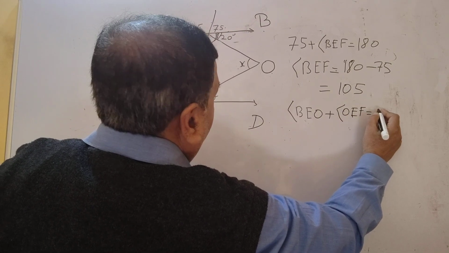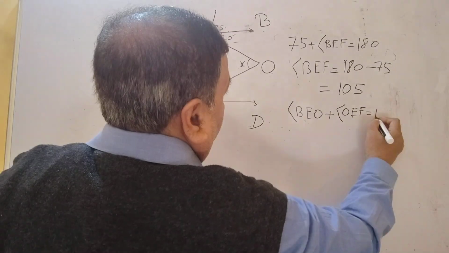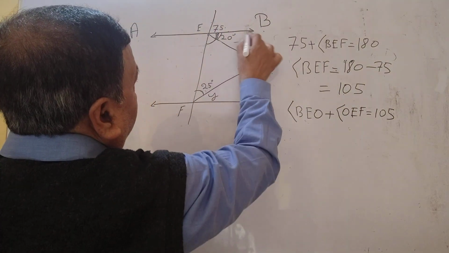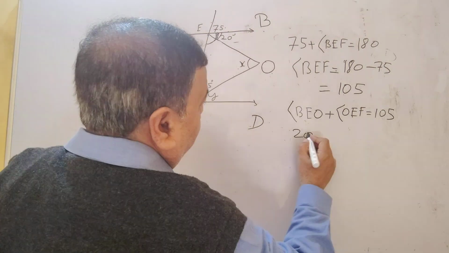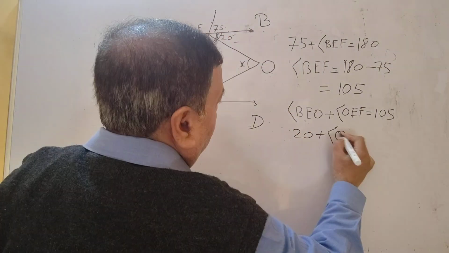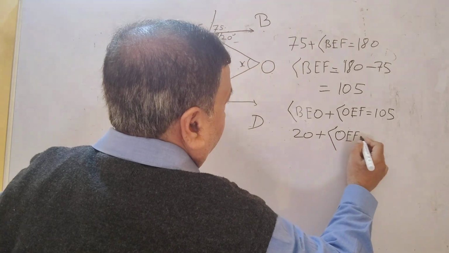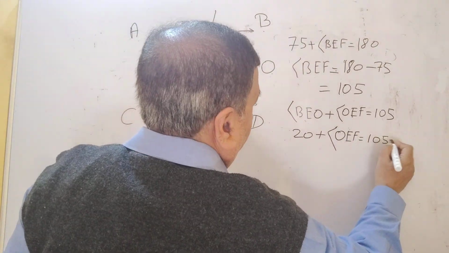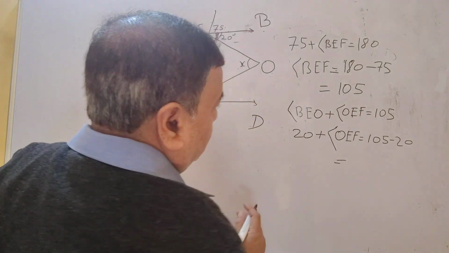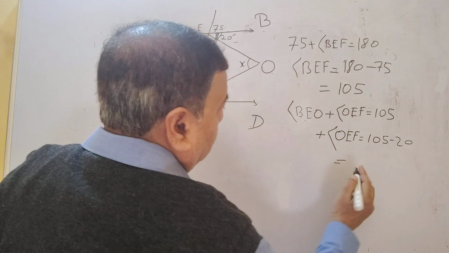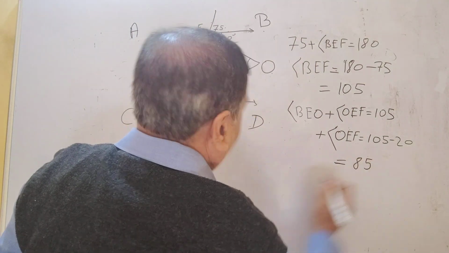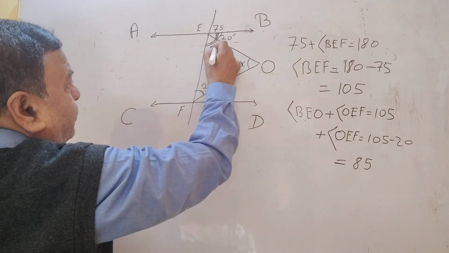OEF will be 105. This whole angle I'm talking about, and BEO is 20. So if it is 20, we can easily find out ye wala angle, this angle, which is OEF. So 105 minus 20. So if you subtract, it becomes, so 20 will go that side. So this will become 85. Yes, 85. So this becomes 85.